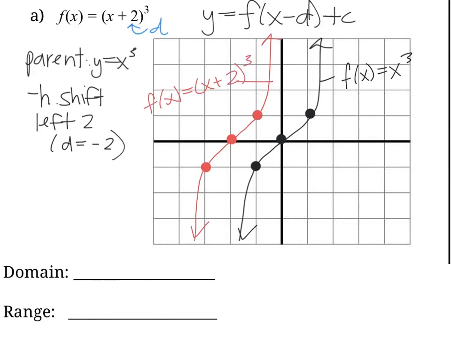So if you couldn't see it, we're just moving every single point left 2, left 2, left 2, and connecting them. So when we transform, we try to have 5 points. In this case, our graph didn't allow it, so 3 is perfectly fine. So very quickly, let's list out the domain and range. We know that the domain of all cubic functions is that x is an element of R. And the same for the range. We know that the range is that y is an element of R.